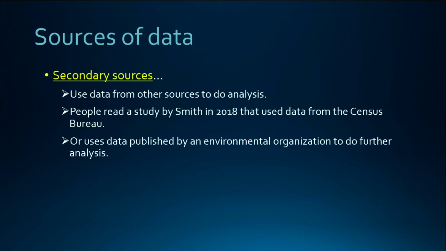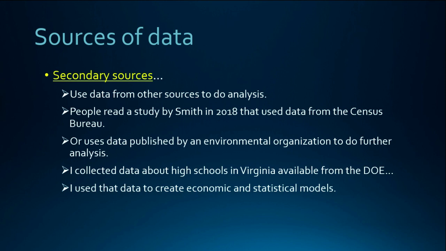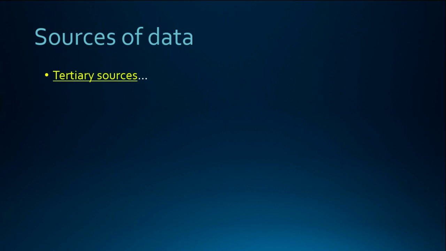Or maybe Smith uses data published by an environmental organization, and he wants to do further analysis with that. Again, environmental organizations publish primary data too. When Smith uses it, it becomes a secondary source. I collected data about high schools in Virginia that was available from the Department of Education. That was primary data from the Department of Education, but when I use it in my study, I become a secondary source. And when I used that data, I created economic and statistical models, and I published that. But the primary information came from the Department of Education.